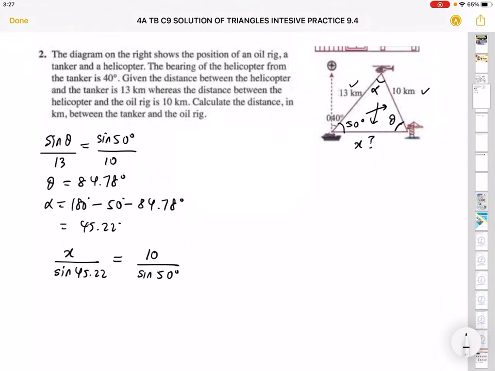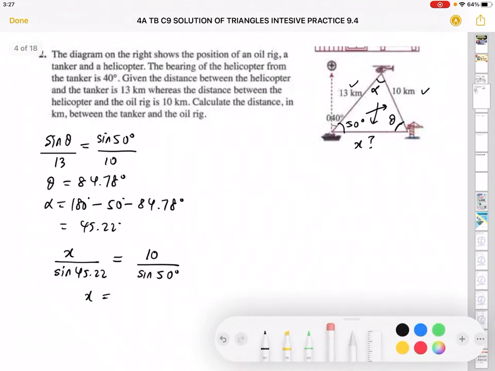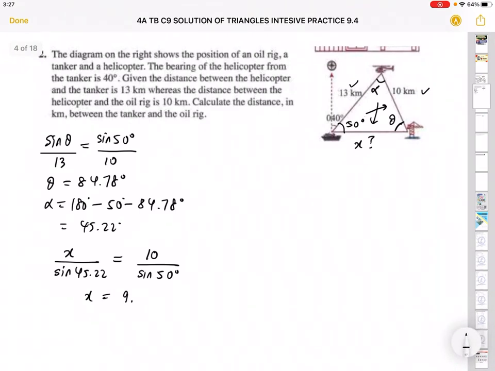Now you can also use the cosine rule to do this. Both the sine rule and the cosine rule can work. So 10 divided by sine 50 times sine 45.22. I got 9.3188. Okay, let me just verify. Sine 50, sine 45.22. Okay, I think I typed it wrongly. So the actual answer is 9.266. Just so you know, this is in kilometers.